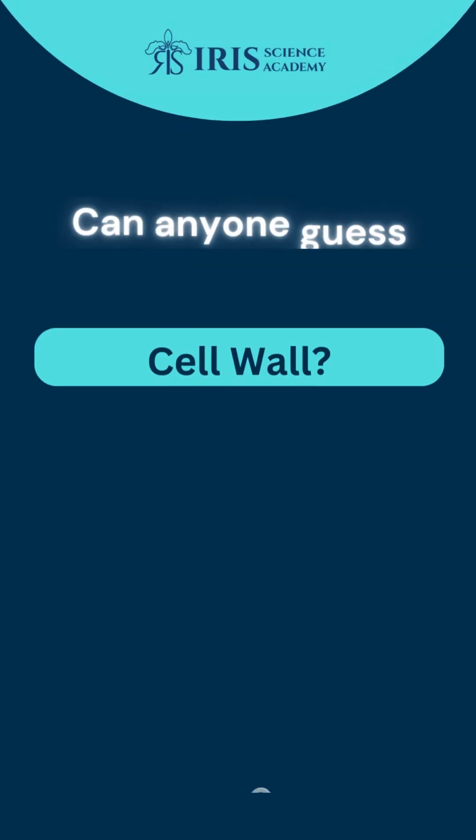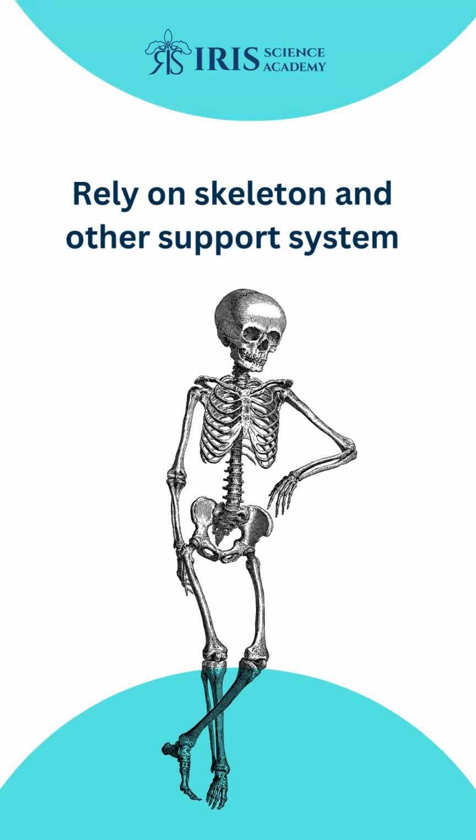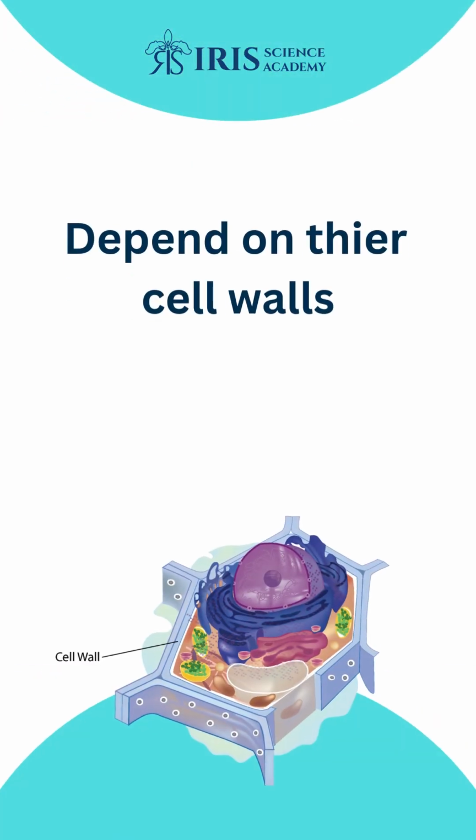Can anyone guess why animals don't have cell walls? Exactly. Animals rely on skeletons or other support systems, while plants depend on their cell walls.